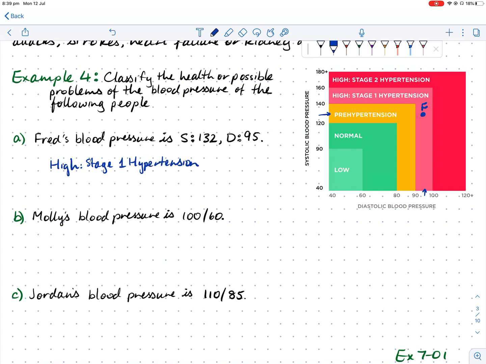Okay, if we look at the next person, we're looking at Molly. Let's use a different color. Molly's blood pressure is 100/60. Usually blood pressure is given with a slash, so the first number is your systolic, the second number is diastolic. 100 would be approximately here, 60 is going to be here. So Molly is about there. We can see Molly's blood pressure is pretty normal.